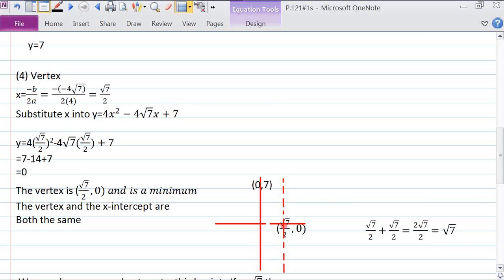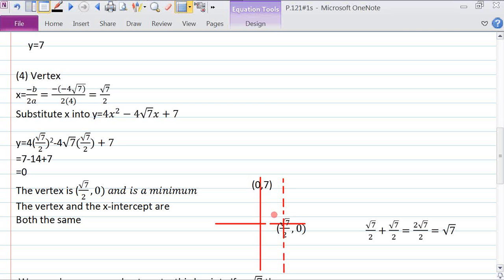This point right here is the vertex. It's a minimum. We know the graph is going to be shaped like this. And this is the y-intercept here. So we only really have 2 points. Notice, by the way, that the vertex and the x-intercept are the same. So this is where it crosses. This is the x-intercept, and it also happens to be the vertex.